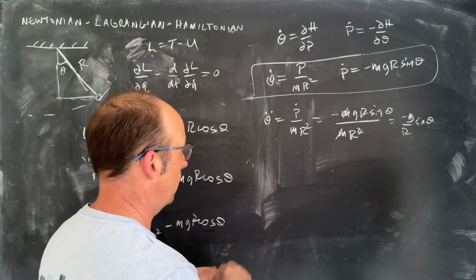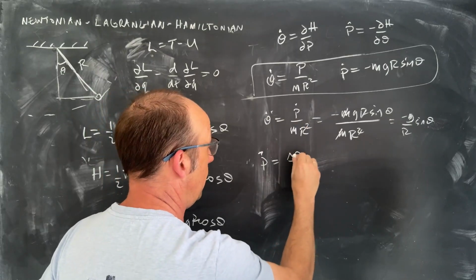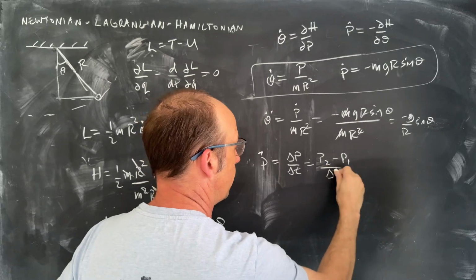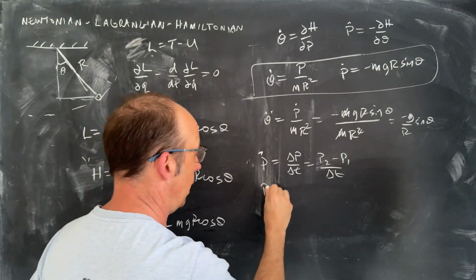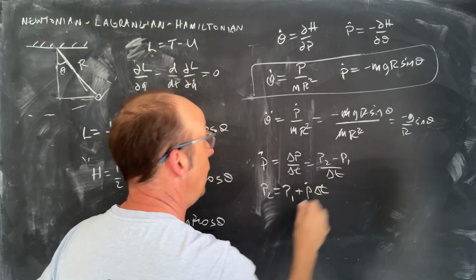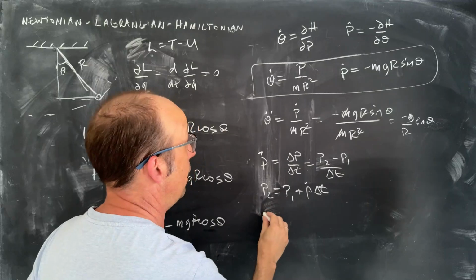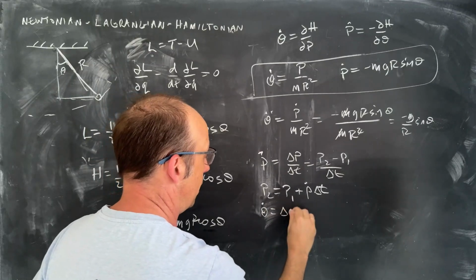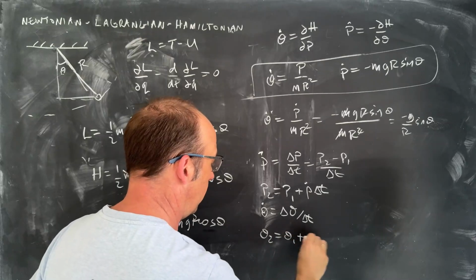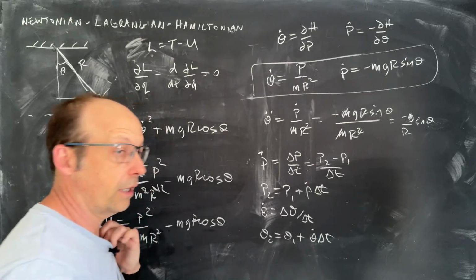So let's do that. p dot is equal to delta p over delta t, or p2 minus p1 over delta t. So I can update p2. p2 is p1 plus p dot delta t. And then, now that I've updated p, I'm going to calculate theta dot, which is p over m r squared. So theta 2 is theta 1 plus theta dot delta t. And then I do it all over again.